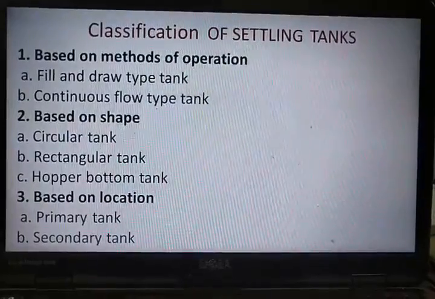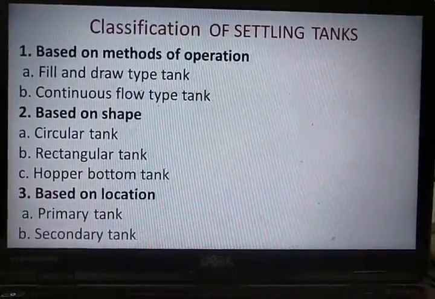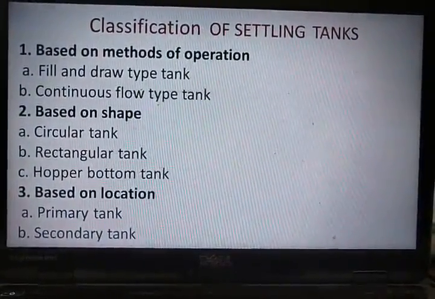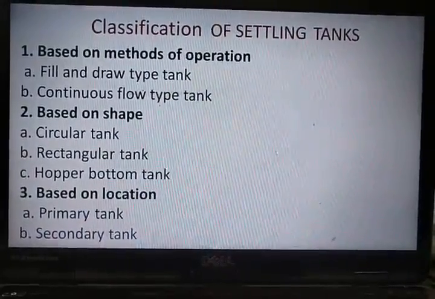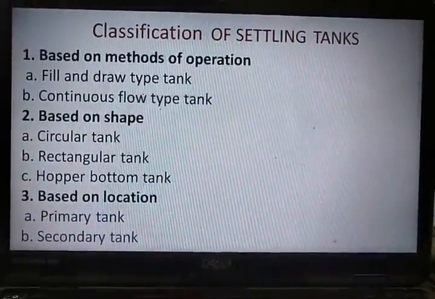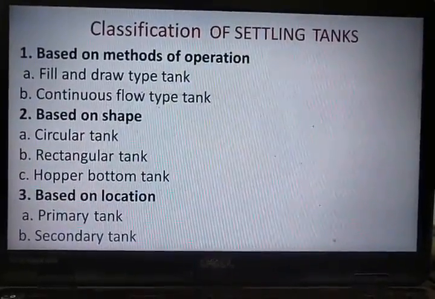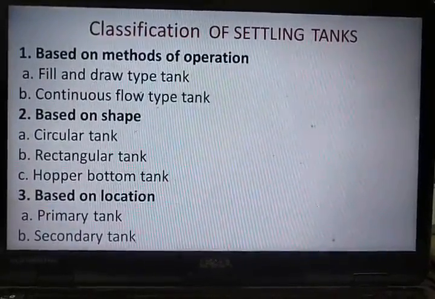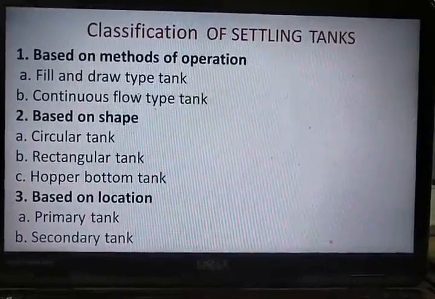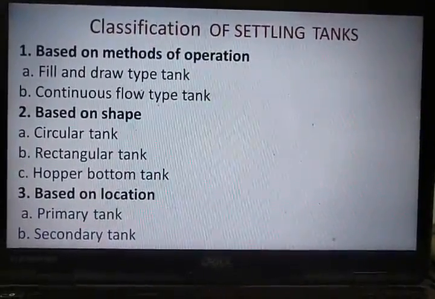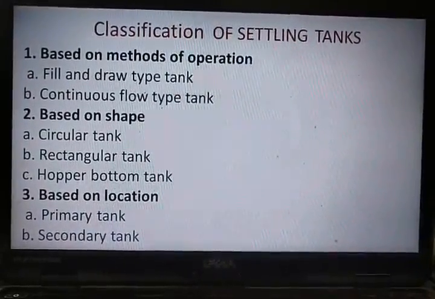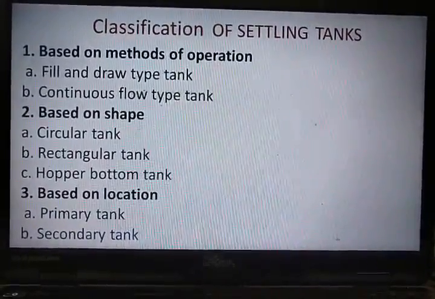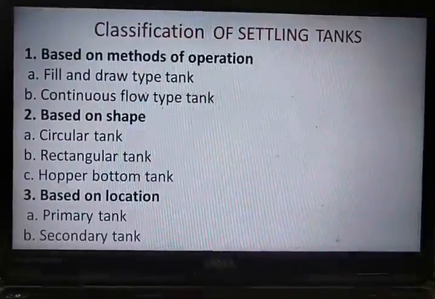In the continuous flow type of tank, the water will be continuously entered into the inlet zone, with a detention time of 1 to 4 hours or maybe up to 8 hours, depending upon the type of sedimentation tank, whether it is a sedimentation tank aided with coagulation. If it is aided with coagulation, then the detention time varies between 1 to 2 hours. If it is without coagulation, it may go up to 4 hours or sometimes 8 hours, depending upon the type of the solids. That type of tank we call a continuous flow type of sedimentation tank.